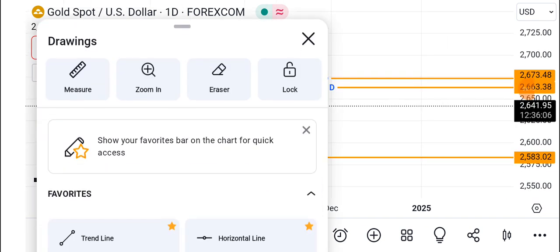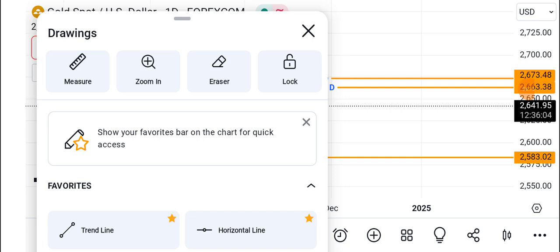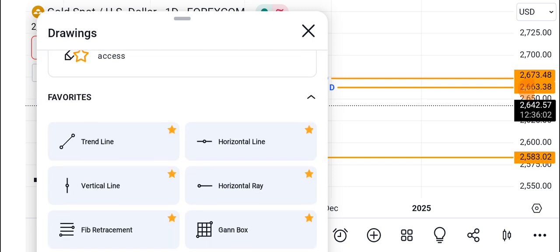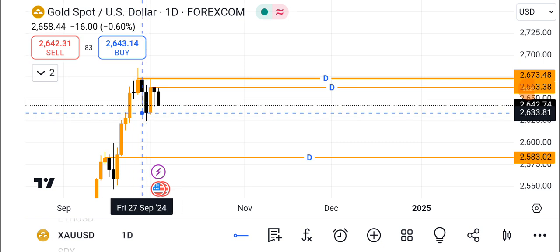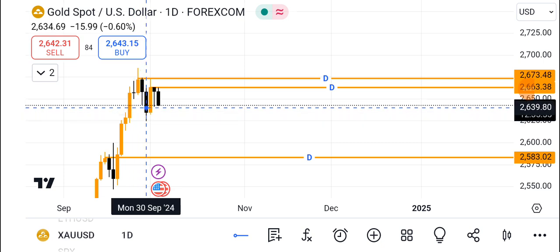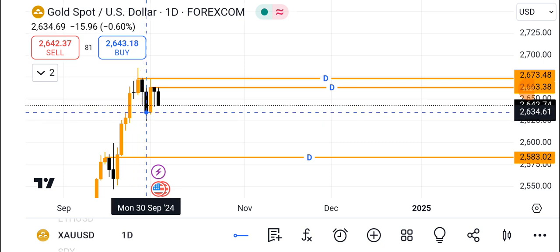Price should get to this spot in a daily time frame. Price should get to this spot here, and at this spot here, this is a daily low. That's where price will get to first before dropping.